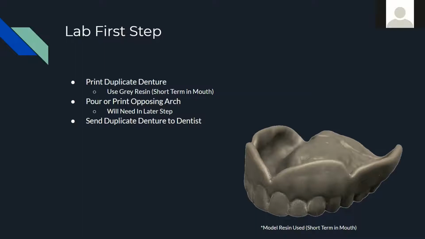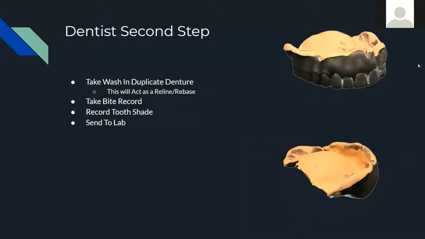Then you'd pour or print the opposing arch. This isn't needed now, but it'd be good to have for later on. Then you'd send the duplicate up to the dentist for the wash. Then the dentist would, of course, take the wash in the duplicated denture. That way you don't have to use the patient's actual denture, getting it all sticky from the adhesive. Then you'd use this as a reline to account for any recession that's happened, to get a better fit.